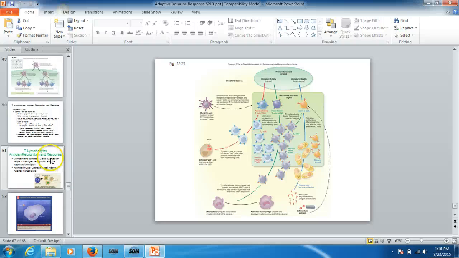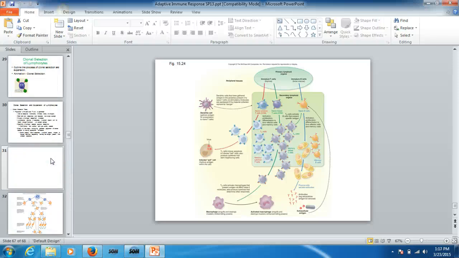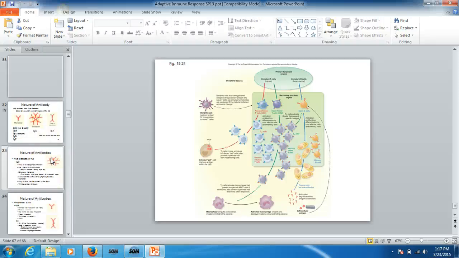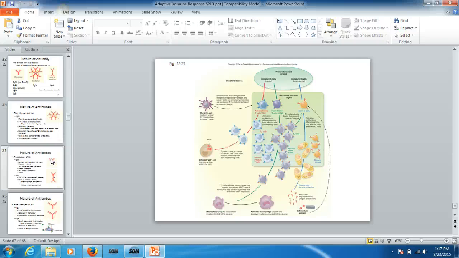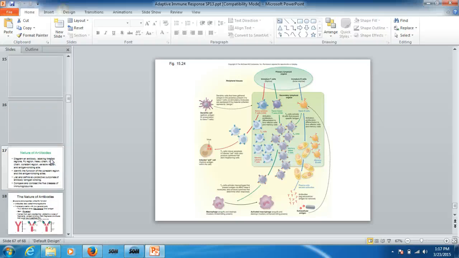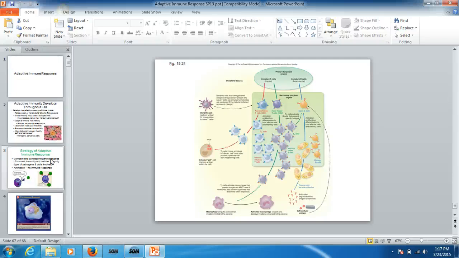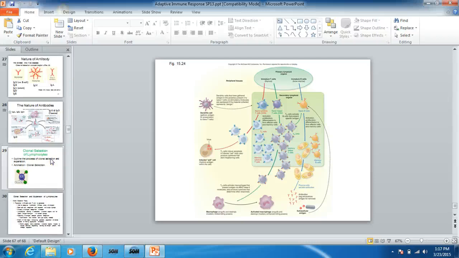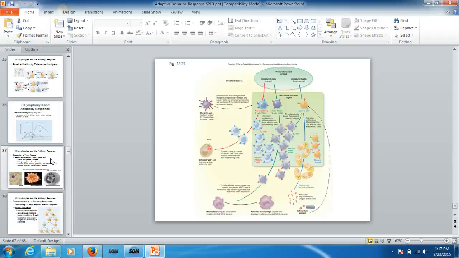Go back. We had skipped over some things in adaptive immunity that we need to make sure that we address. So, where is it? Related to antibodies.